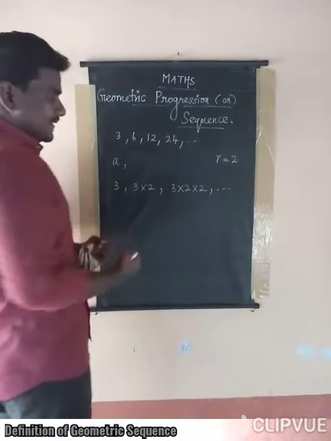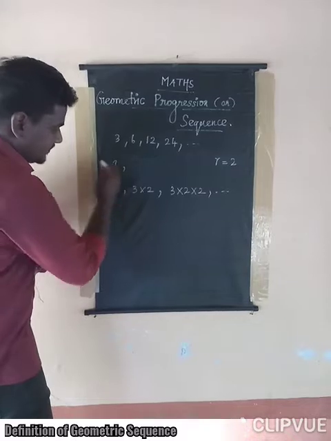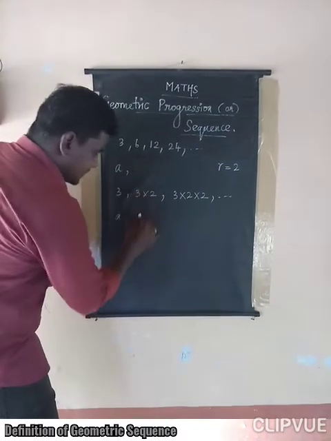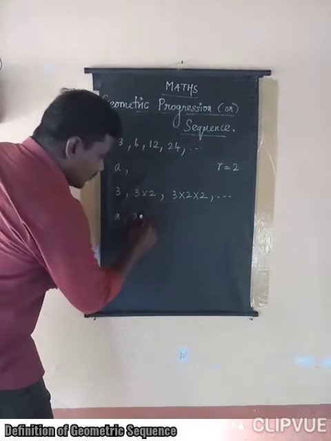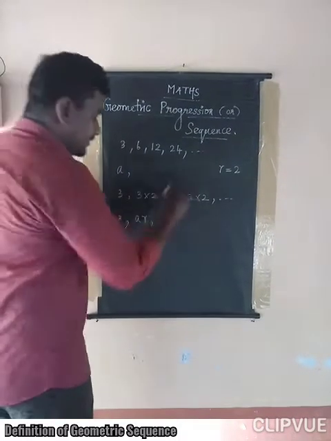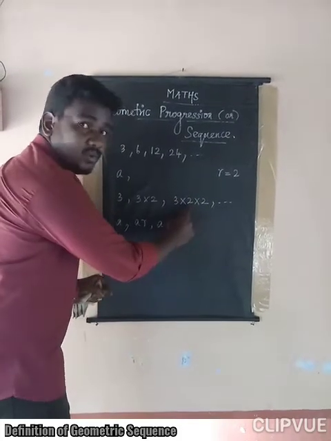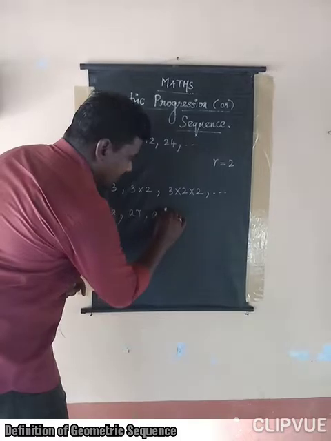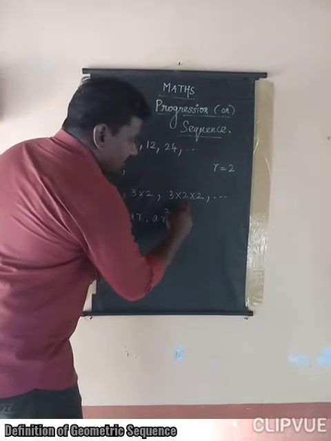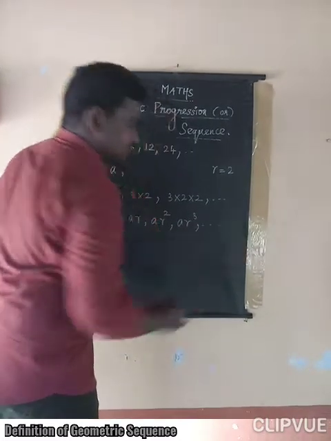Now we can get the general form of the geometric sequence from this example. This is the first term, A. What is the second term? First term A, common ratio R, so AR. A, comma, AR. The third term is A into R into R, R square. The fourth term will be A into R into R into R, so R cube, and so on.